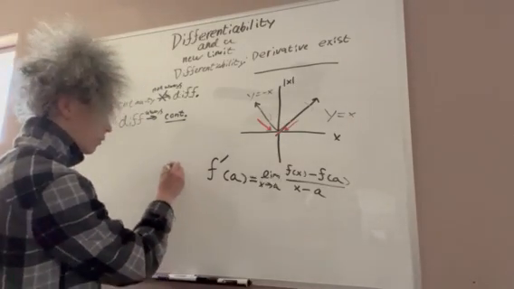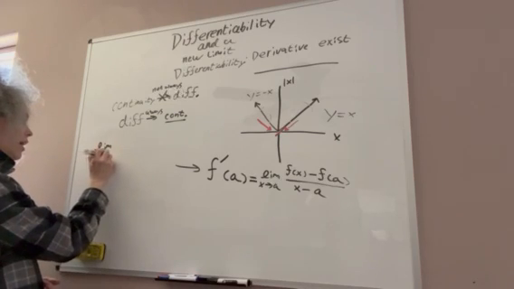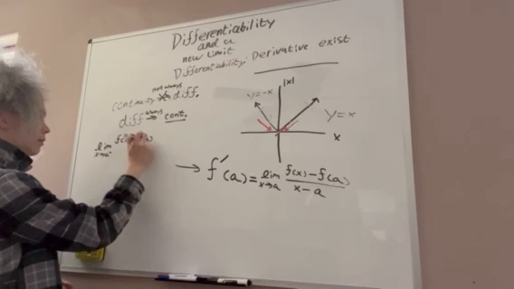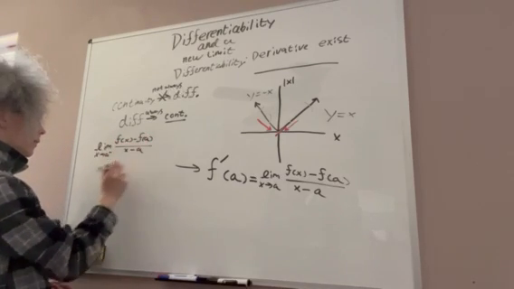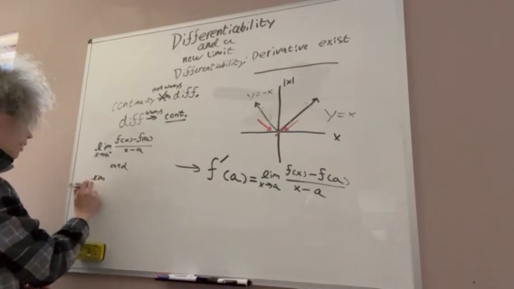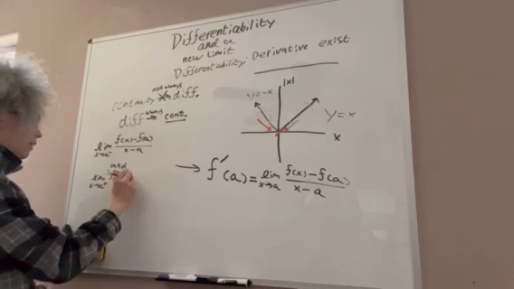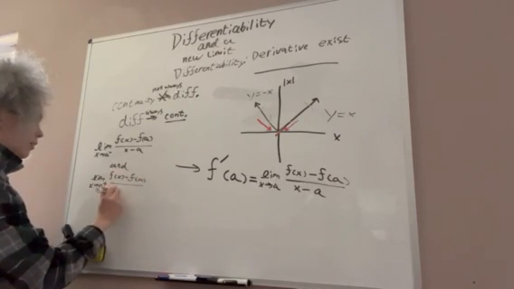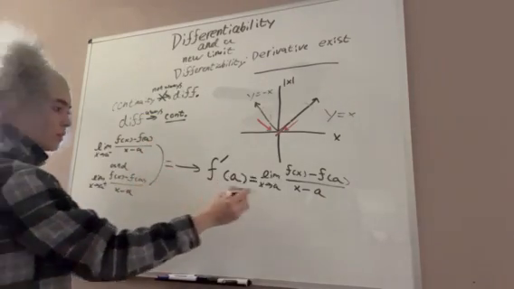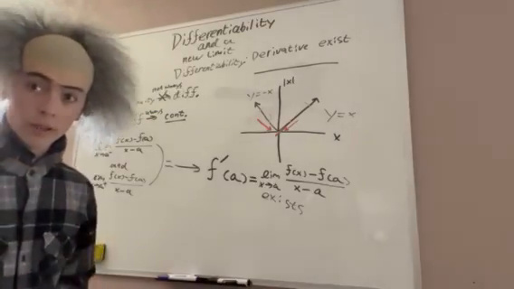So in order for this limit to exist, you're going to need both the limit as x approaches a from the left side of f of x minus f of a over x minus a, and the limit as x approaches a from the right side of f of x minus f of a over x minus a, right? You need these to be equal to each other. If these are equal, then this exists, right? But if they're not equal, right?